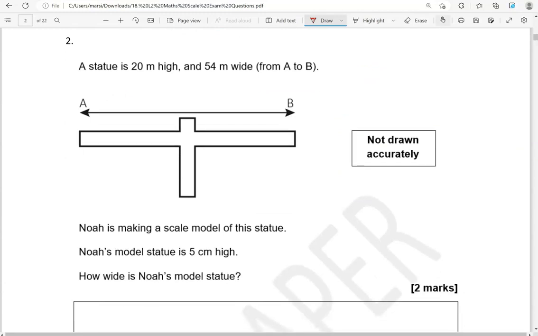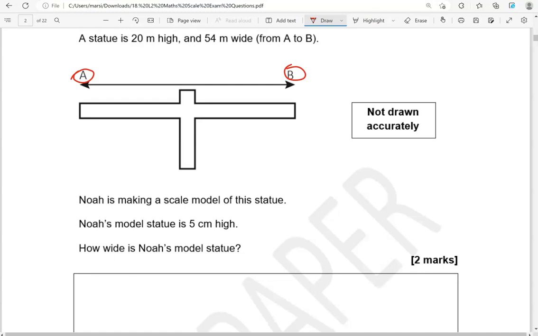A statue is 20 meters high and 54 meters wide from A to B. There is A and there is B. Noah is making a scale model of this statue. Noah's model statue is 5 centimeters high. How wide is Noah's model statue?